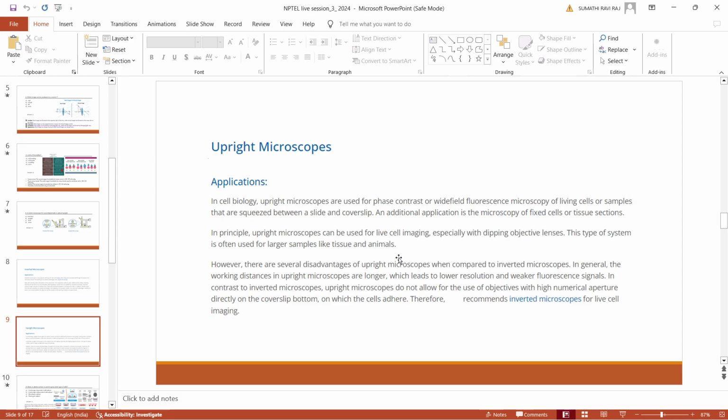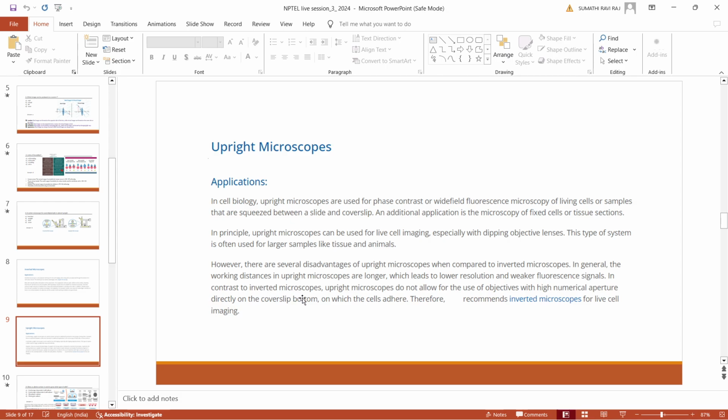So there also we use upright microscopes, and the working distance of upright microscopes is generally longer because you don't want it to hit your sample too soon. But this also leads to lower resolution and a weak fluorescence signal. Your fluorescence signal will have a point spread function, so it will disperse. You will not have a very high resolution image, because your light will get scattered and dispersed.